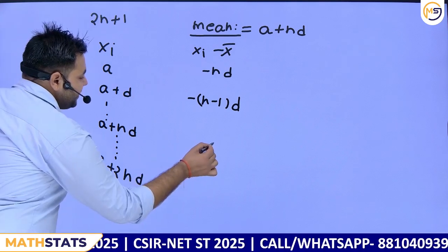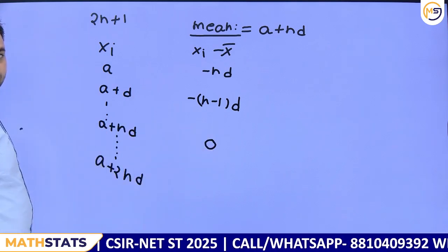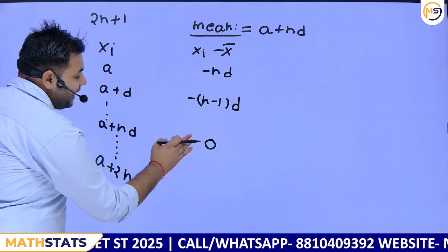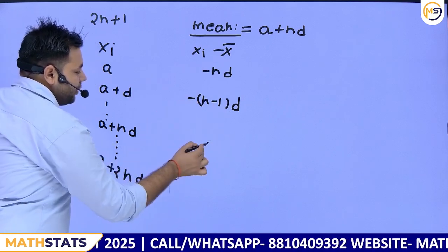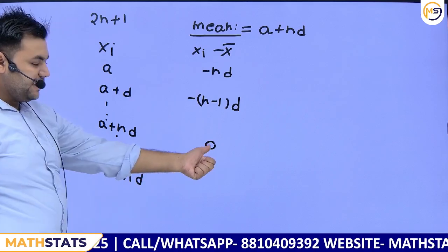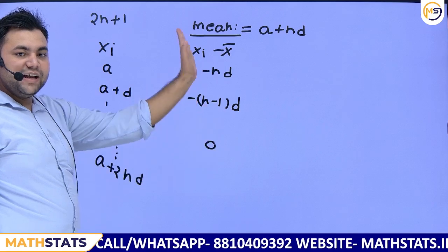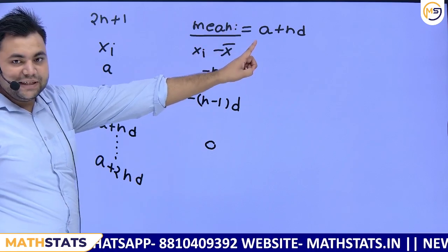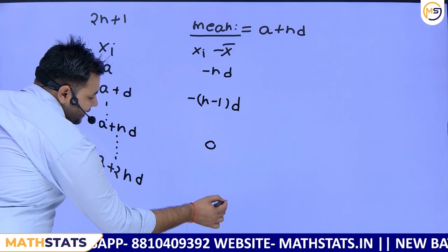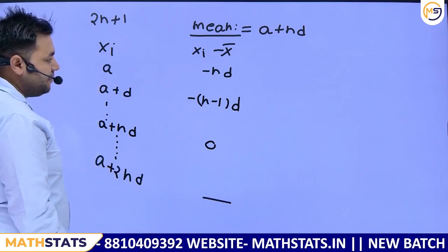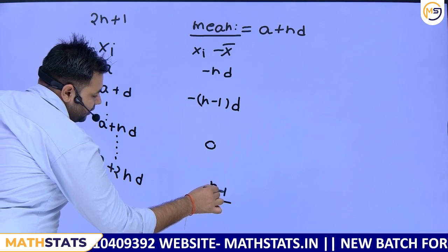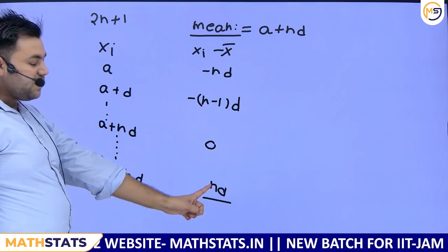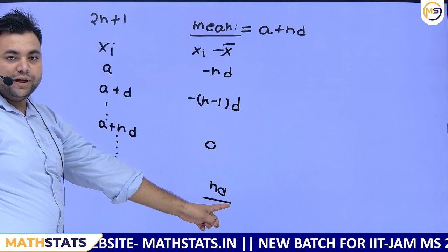Okay, so here mean is 0, sorry, not mean is 0, here deviation is 0, meaning the value of xi minus x bar equals 0, because when you subtract a plus nd minus a plus nd, you will get 0 here. And what is the value of xi minus x bar in the last term? This is equal to nd, n into d.